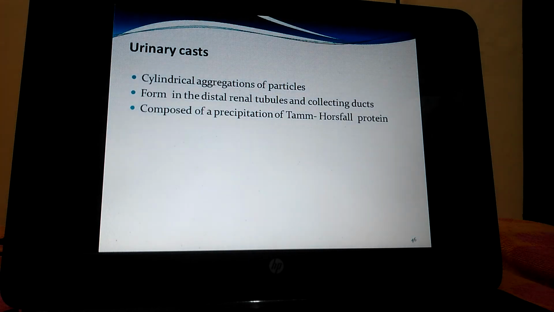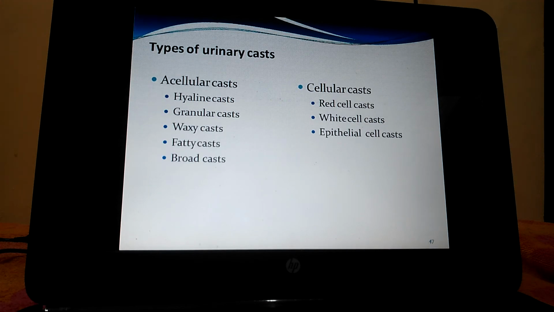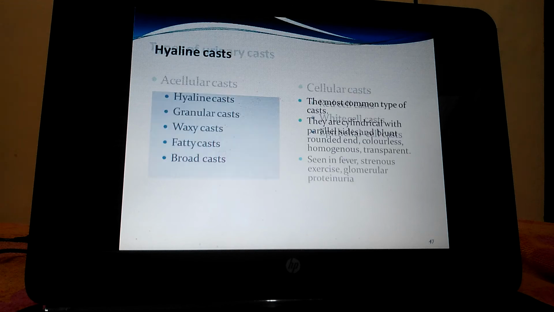Urinary cast, cylindrical aggregation of particles. These are formed in distal renal tubules and collecting duct. Urinary cast is composed of a precipitation of Tamm-Horsfall protein. Types of urinary cast: acellular cast, that is hyaline cast, granular cast, waxy cast, fatty cast, and broad cast. Cellular casts are red cell cast, white cell cast, and epithelial cell casts.